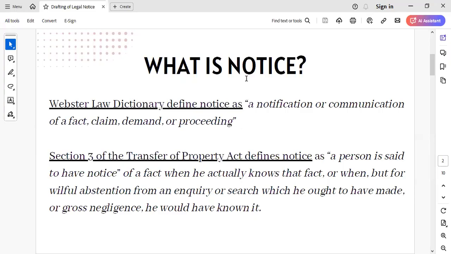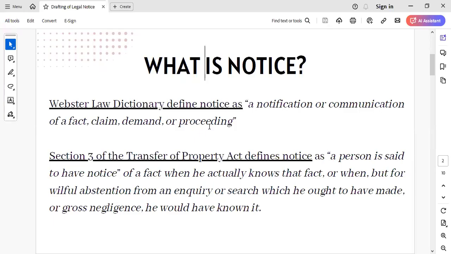Notice means, as per Webster's Law Dictionary, a notification or communication of a fact, claim, demand, or proceedings. Now, first I will explain the very basic concept of notice, and then I'll show you one of the notices which was sent for check bounce. Okay. This is a general meaning: a notification or communication of a fact, claim, demand, or proceedings.